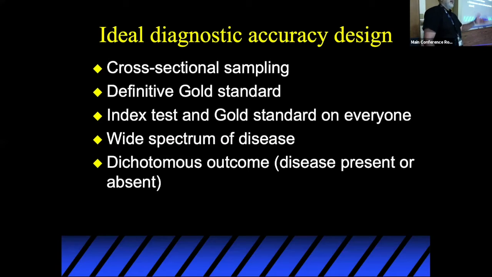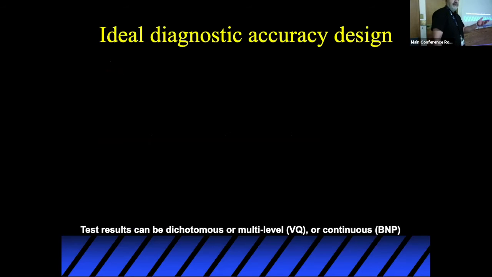For the endpoint, the outcomes had better be diagnosis. You want to know whether the disease is present or not present, right? Dead or not dead. For the test results, you can have non-dichotomous results. The test result could be continuous, like BNP. It could be a number that is a continuous variable.